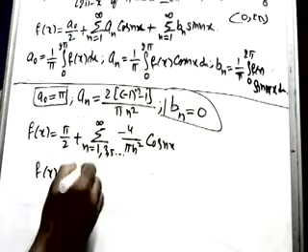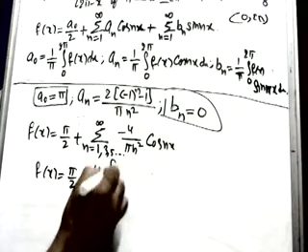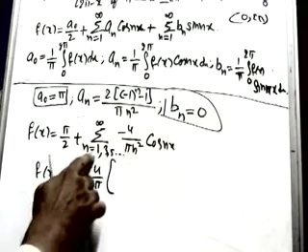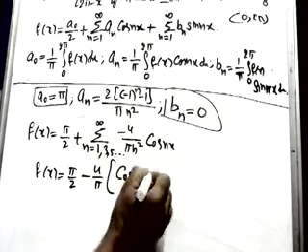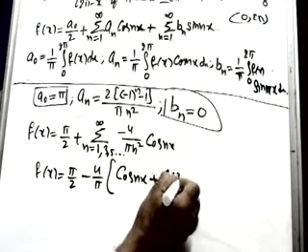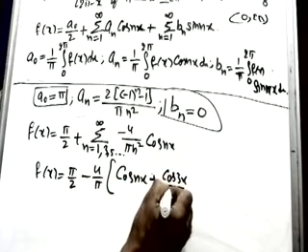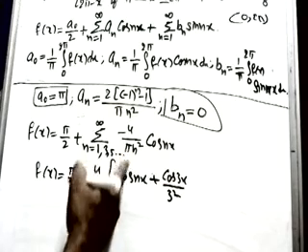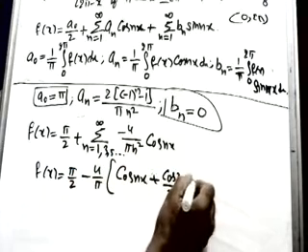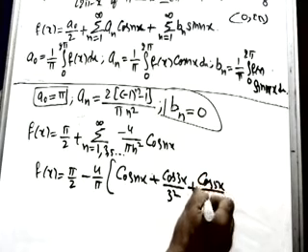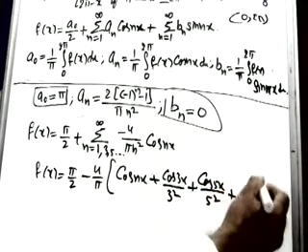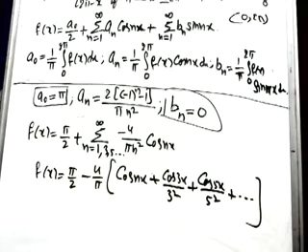f of x equals pi by 2. You take out minus 4 by pi outside. Now if you keep 1 here, it will be cos x by 1 square. If you substitute 3, cos 3x by 3 square, n square here. Okay, if you substitute 5, this will be cos 5x by 5 square plus so on. So let me substitute. Now watch carefully.